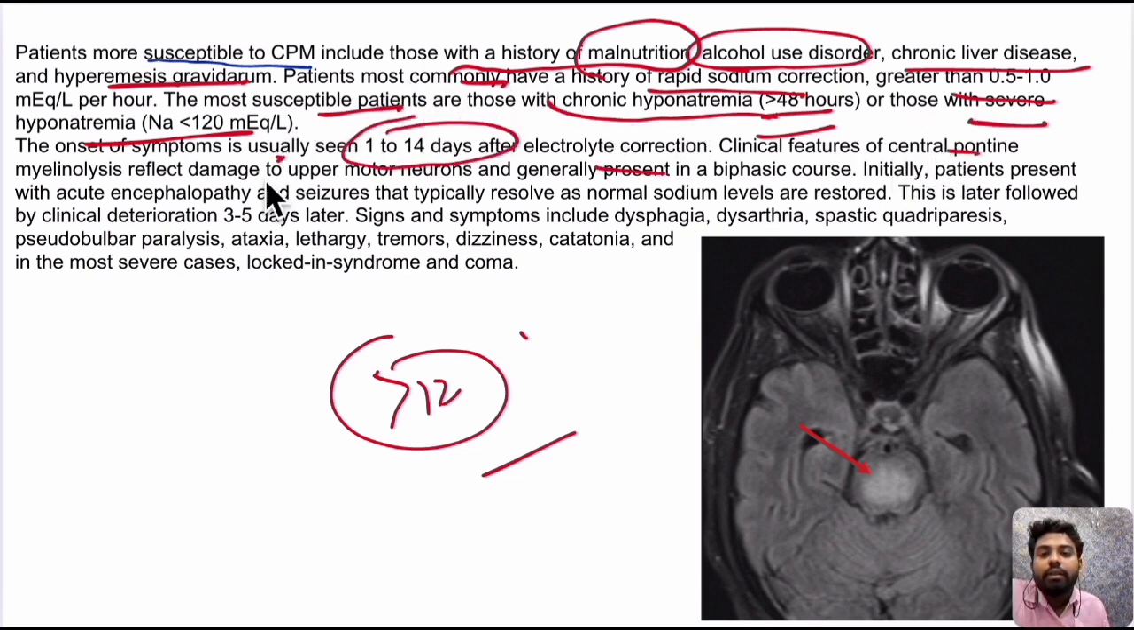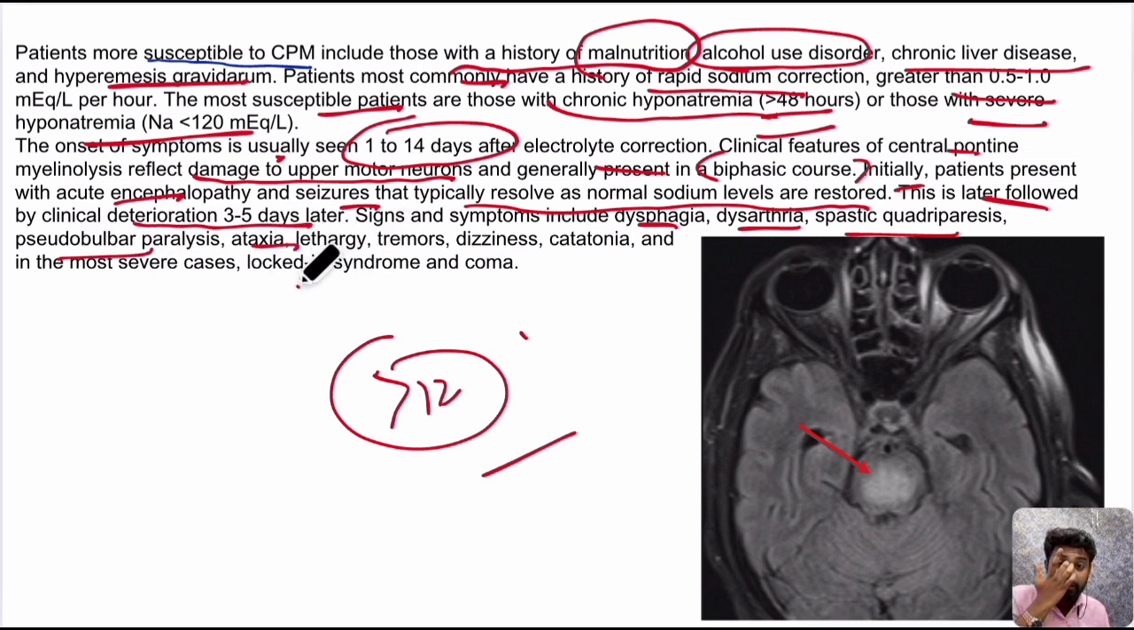Clinical features are mostly damage to upper motor neurons and generally present in a biphasic course. Initially, patients present with acute encephalopathy and seizures that typically resolve as normal sodium levels are restored. This is later followed by clinical deterioration 3 to 5 days later: dysphagia, dysarthria, spastic quadriparesis, mostly upper motor neuron lesion, pseudobulbar paralysis, ataxia, lethargy, locked-in syndrome because of the pontine lesion. So this is very deadly. That's why this is the osmotic demyelination.